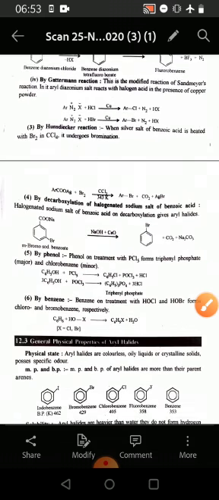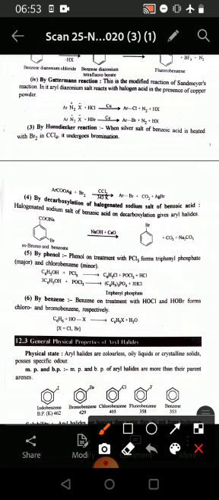Next we come to the Hunsdiecker reaction. When the silver salt of benzoic acid is heated with bromine in the presence of CCl4, it forms aryl bromide by decarboxylation. Halogenated sodium salt of benzoic acid on reaction with NaOH and CaO forms aryl bromide, that is bromobenzene.